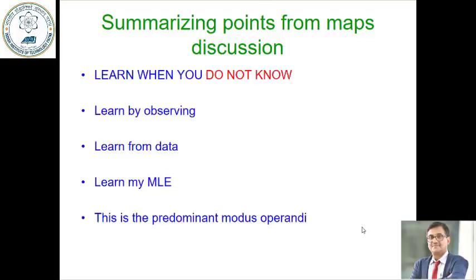So I would like to summarize the points from the maps discussion, that is how a trajectory is found from one point to another. The key lessons are we should learn those things which we do not know. "Do not know" is in red to say that there is no point learning what we already know. There is no point learning the equation of time as distance by speed. We know this already. And we have to learn by observing, learning from the data. We learn by maximum likelihood estimate, and this is the predominant modus operandi.